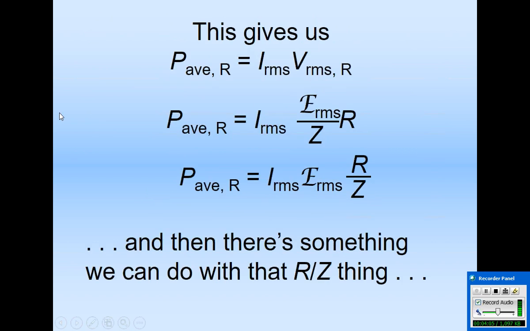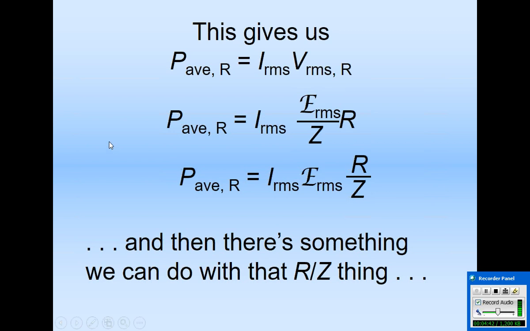If we take these ideas and combine them together, we have that the average power across the resistor is equal to the root mean square current times the root mean square voltage across the resistor. Well, okay. But we can also say that the average power dissipated by the resistor is equal to the root mean square current times the root mean square voltage of the source divided by the impedance times R. Now, how can I say that? Because one of the formulas we have for power dissipated by a resistor is I squared R.